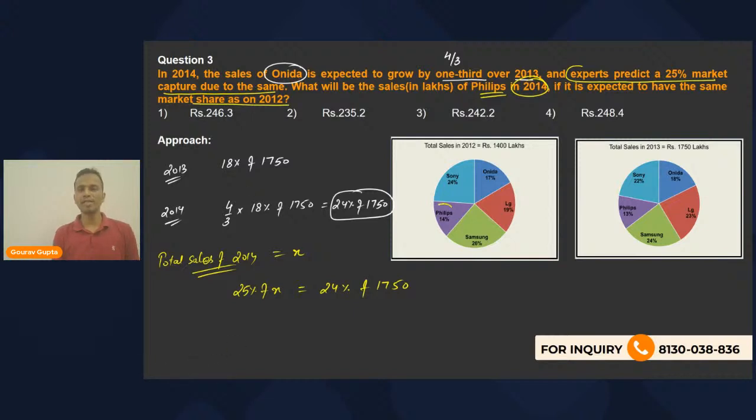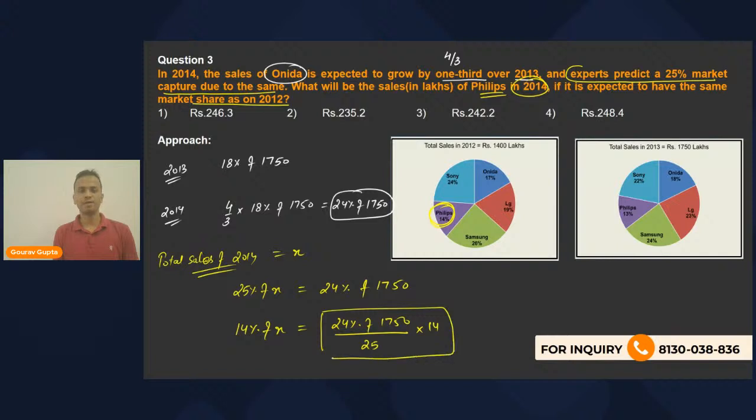So Philips 2012, it was 14%. So it is expected to have the same market share. Market share means percentage. Okay. So 25% of X is given. We have to calculate 14% of X, right? So this will be equal to 24% of 1750 divided by 25 multiplied by 14.